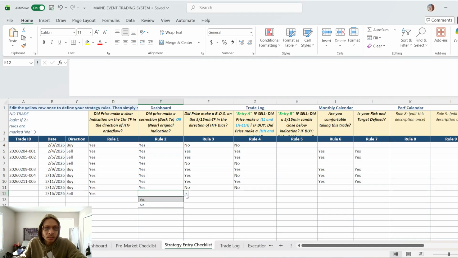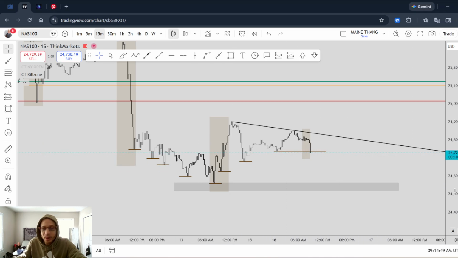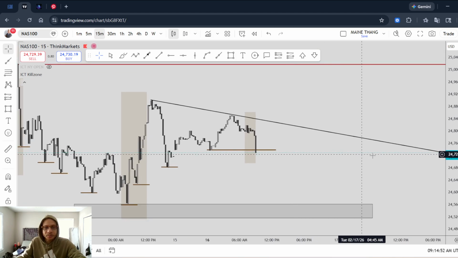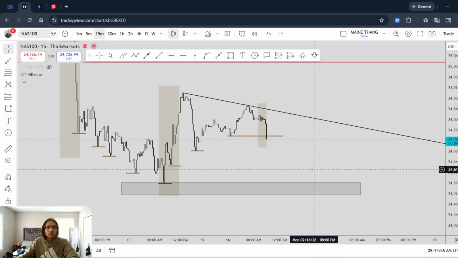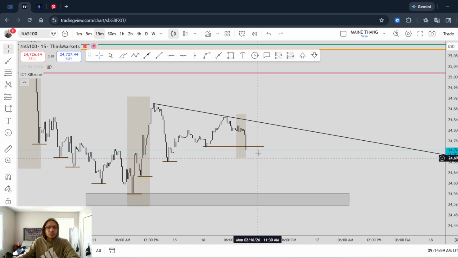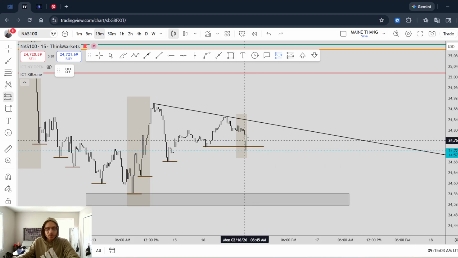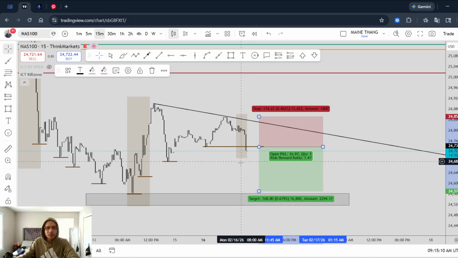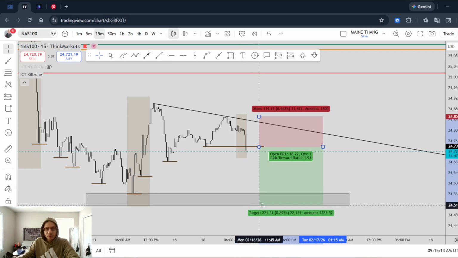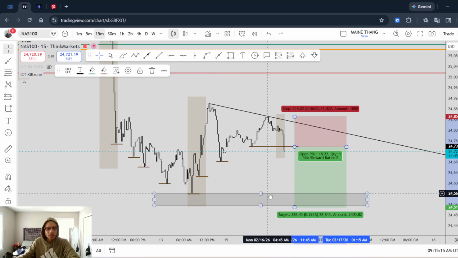Did price make a break, especially on my 15-minute time frame, in the direction of the higher time frame bias? So that's what we're waiting on. Right now, it's looking like it's doing it. We were looking for a setup for price to break it and come back, so we can get an entry and have our stop here. And 1 to 2 would be just below these lows, which would be perfect.